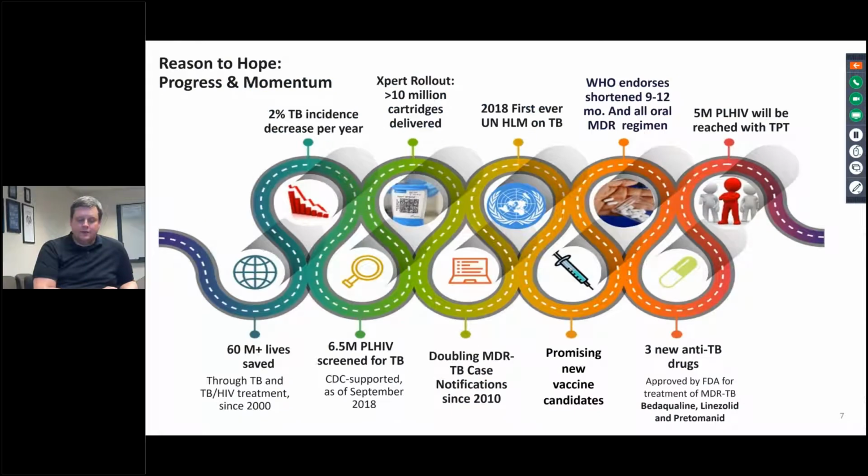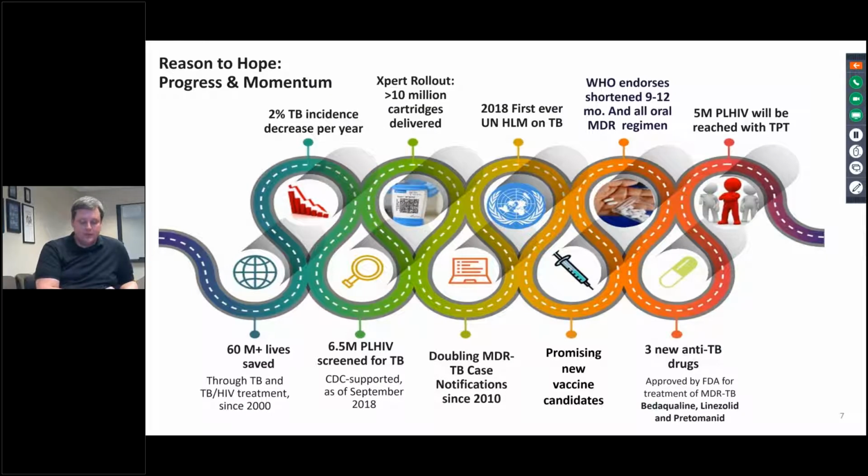We've made some strides in our TB control efforts, and we have reasons to be hopeful that we can reach TB elimination. This slide illustrates the progress and the momentum thus far. Since 2000, over 60 million lives have been saved through TB and TB/HIV treatment. TB incidence is decreasing by 2% per year. As of September 2018, CDC alone screened 6.5 million people living with HIV for tuberculosis. The global TB response has been bolstered by new diagnostics such as Xpert MTB/RIF, which contributes to the rapid diagnosis of TB disease and drug resistance.